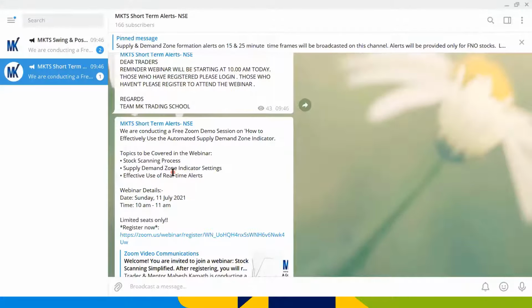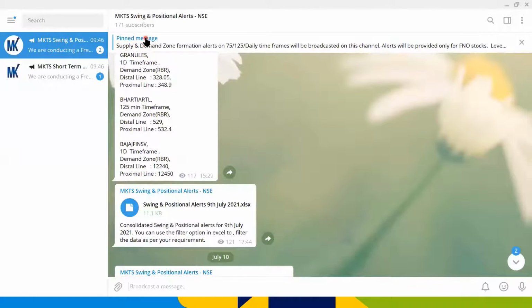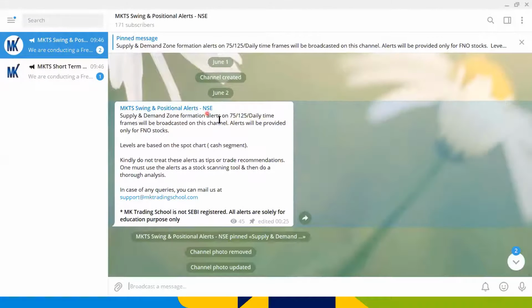Yes, if you're using the indicator to set alerts, you have to set it up on each chart, each time frame. So that's a tedious task. Plus you have a limitation of alerts. So what I have done is these alerts via a webhook are broadcasted on the channel. Let's read the pinned message here. It says you will get alerts on 75, 125 and daily charts.